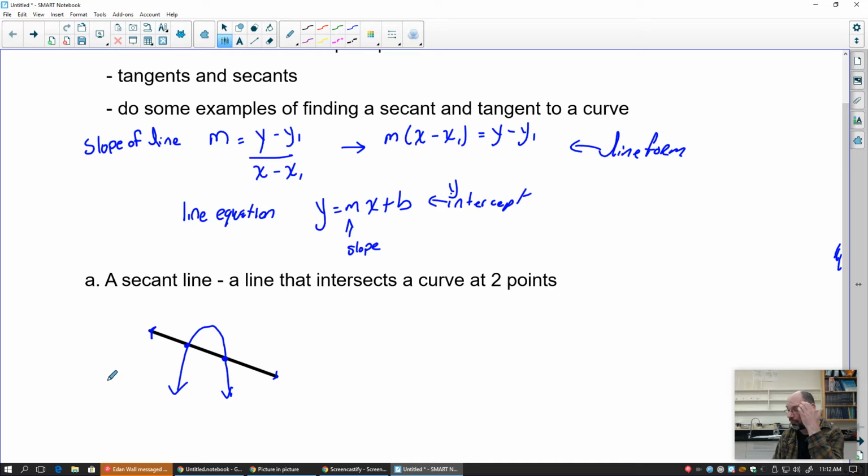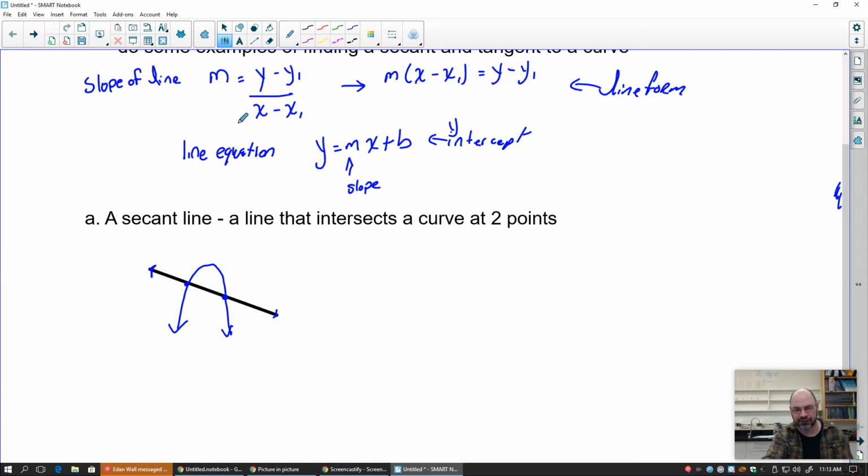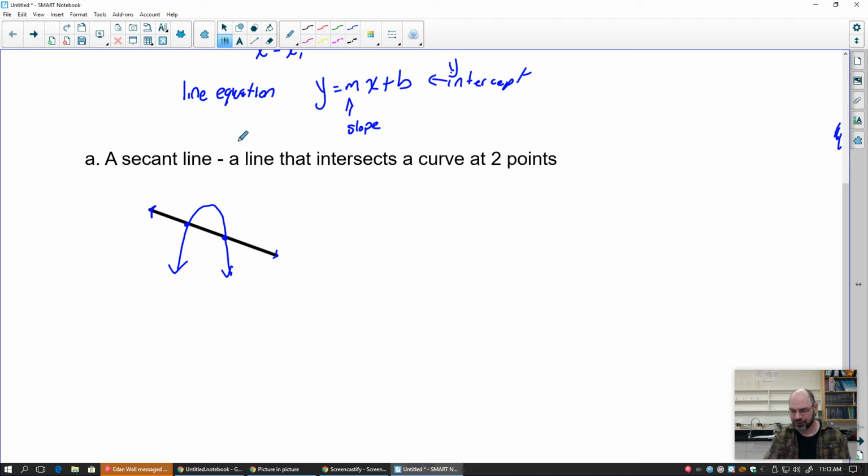An example of finding a slope with the secant line is what we're going to do. First we'll do secant lines, then we'll do tangent lines next, because tangent lines are what we're going to be looking at, touching the curve at one point rather than two. So we'll do a quick example of this.